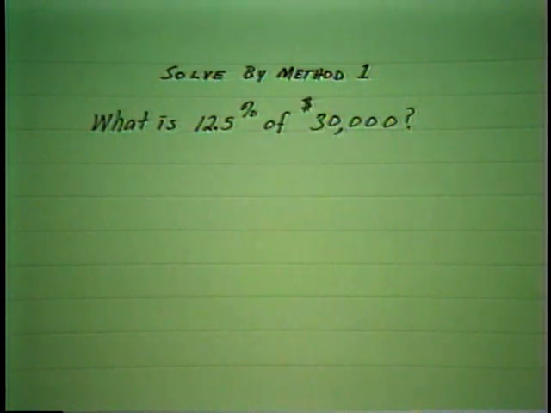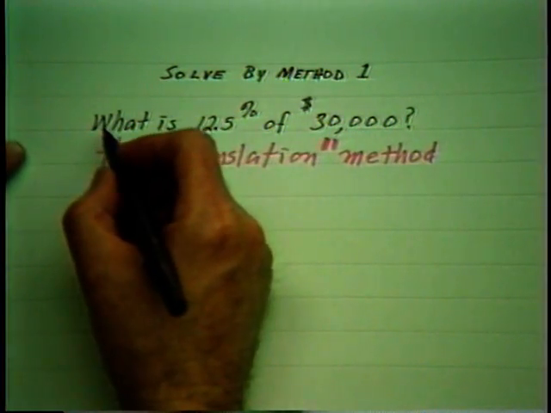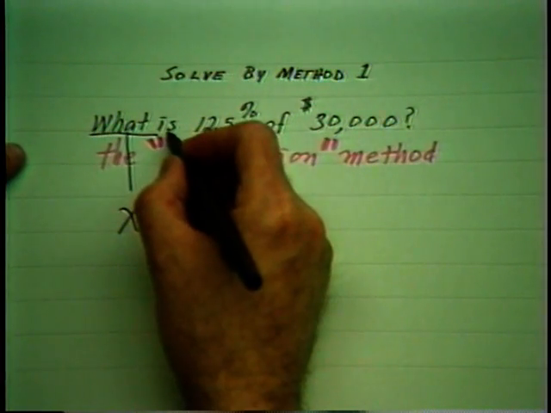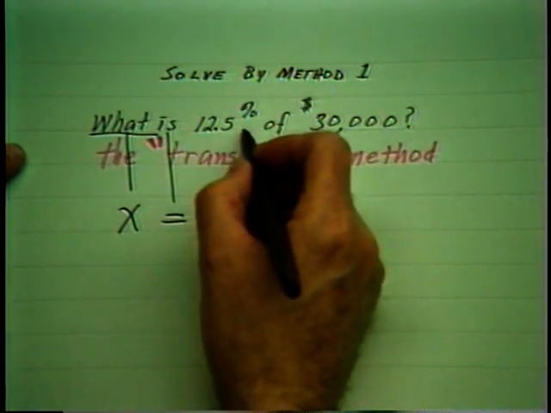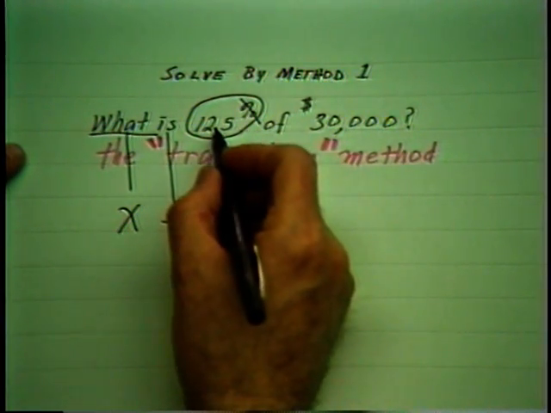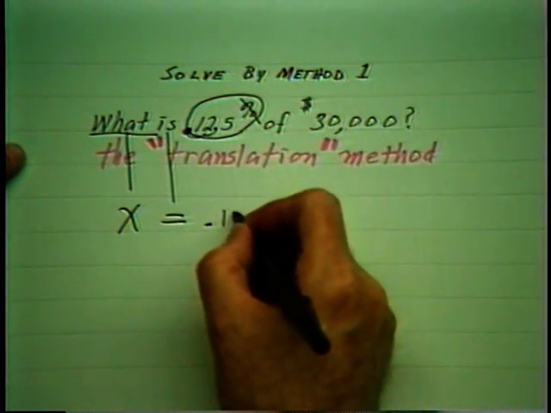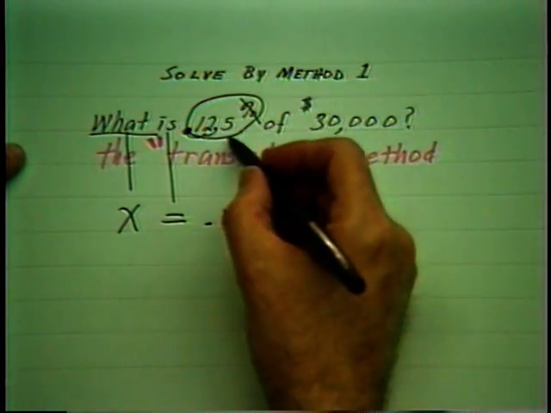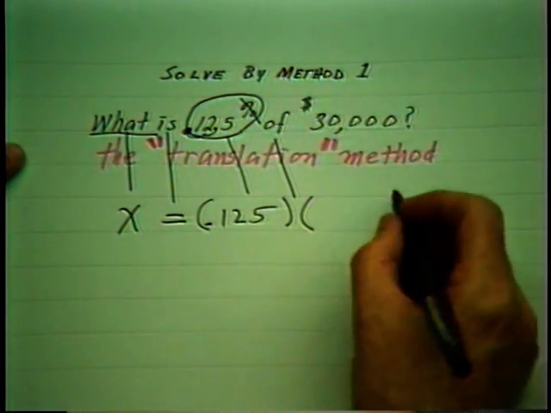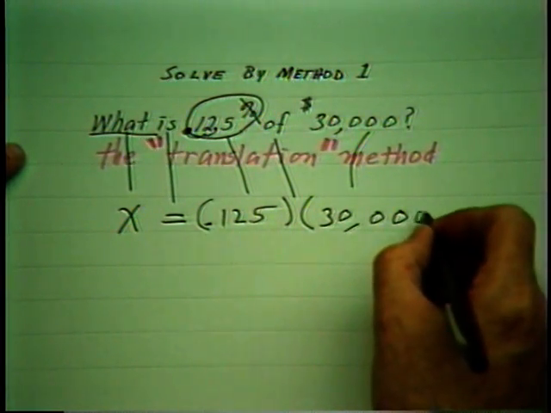Let's do another one by Method 1 now. That is the translation method. Word by word now. The word what is my unknown. The word is is equal. Now in this case, let's translate this all at once. To get away from a percent, we move the decimal point 2 places away. We have 0.125. The word of is times. 30,000, of course, is mathematics.